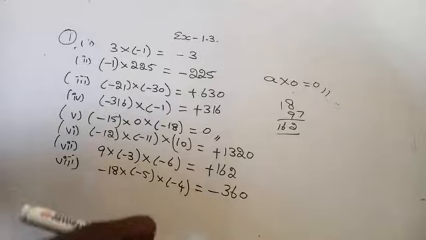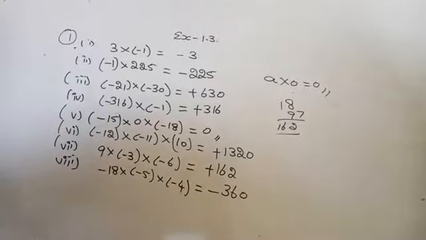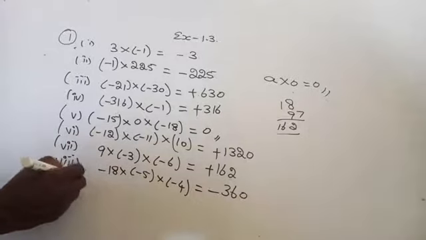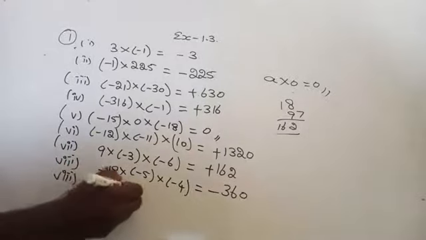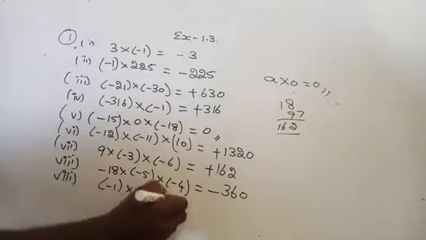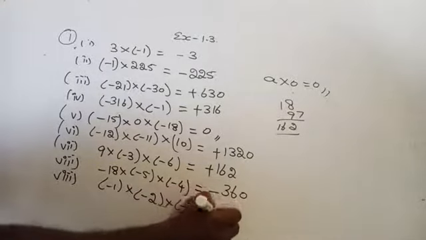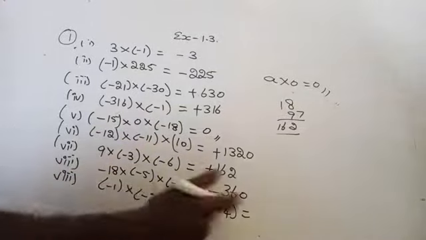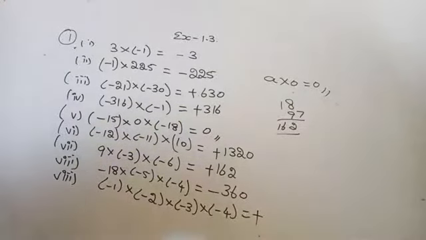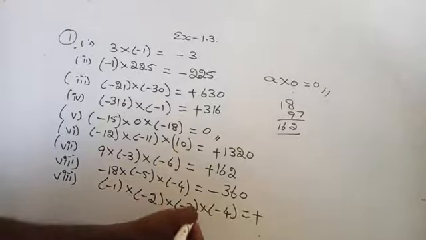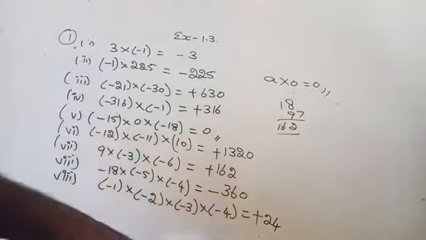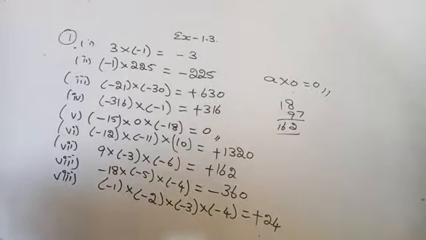Then the next subdivision is minus 1 into minus 2 into minus 3 into minus 4. Here we are multiplying the negative integer an even number of times, therefore the result is positive. So 1 into 2 is 2, 2 threes are 6, 6 fours are 24. Am I right here? Yeah.